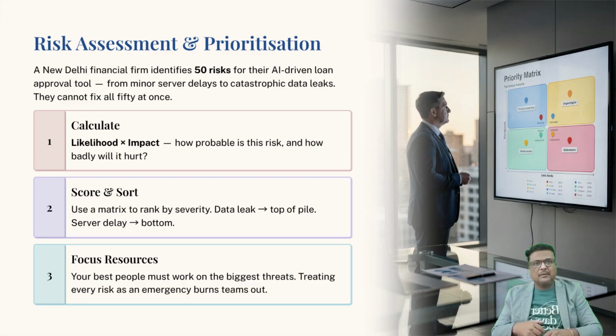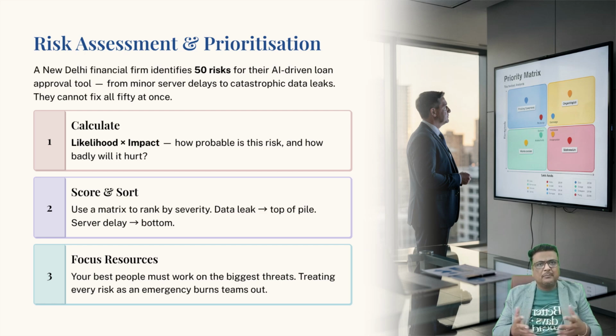A financial firm in New Delhi identifies a list of 50 potential risks for the new AI-driven loan approval tool, ranging from a minor server delay to a massive data leak that could lead to crippling regulatory fines. They obviously cannot fix all 50 at once. They have a business to run. They must perform a risk assessment.